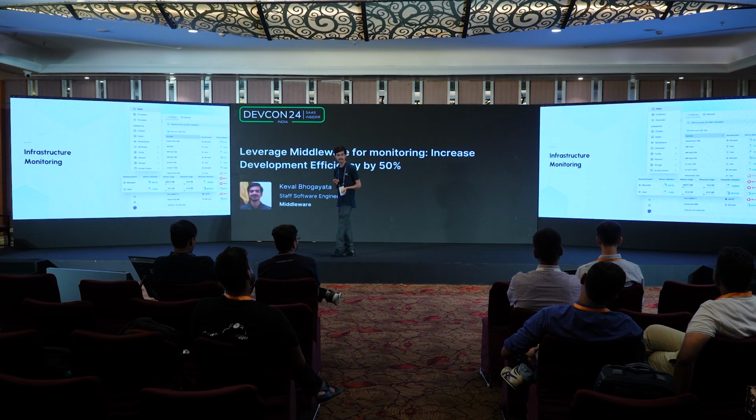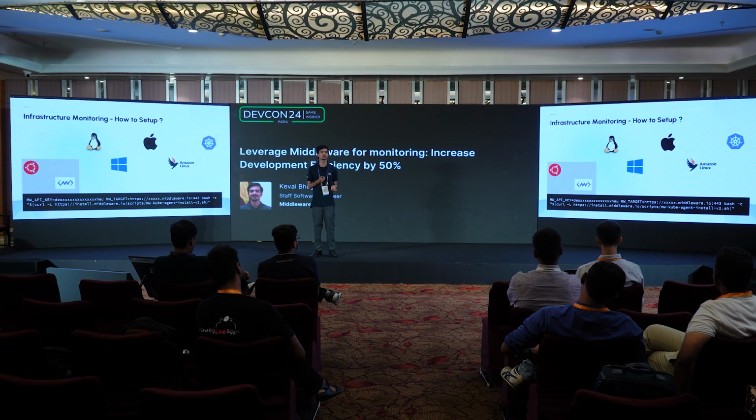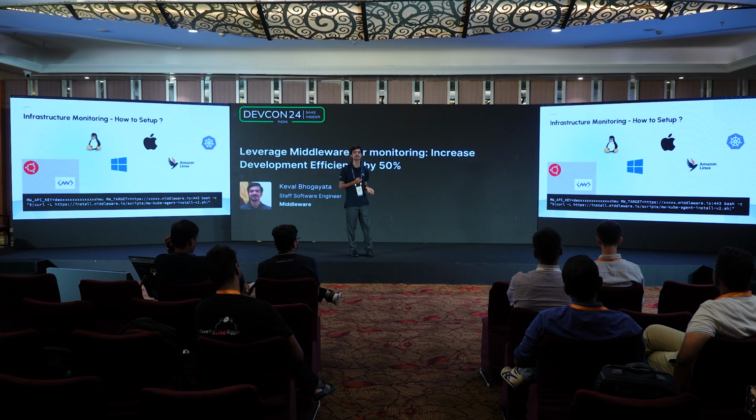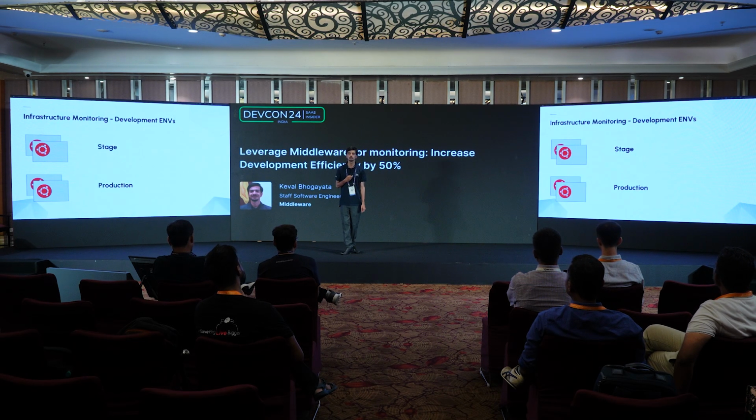How we do this is we support a bunch of popular operating systems. Along with that, we also support hybrid infrastructures like Kubernetes. For all those infrastructures, we provide one-step bash installation scripts. If you use those scripts, you'll be able to install a piece of software called the Middleware Agent inside your system, and that will send data to the Middleware SaaS platform.